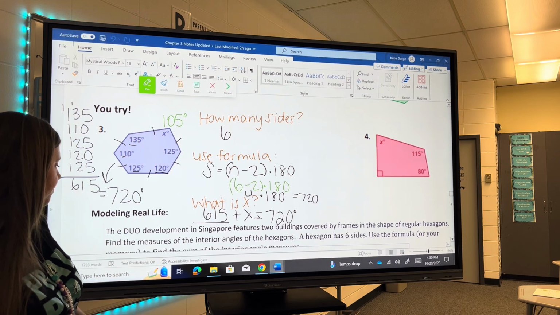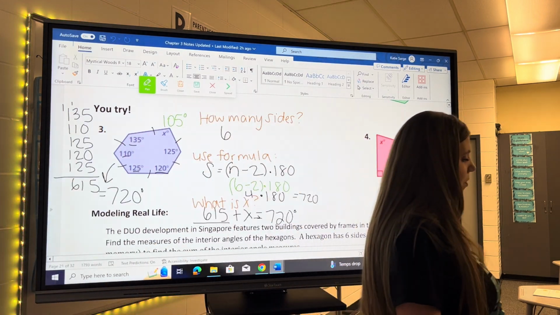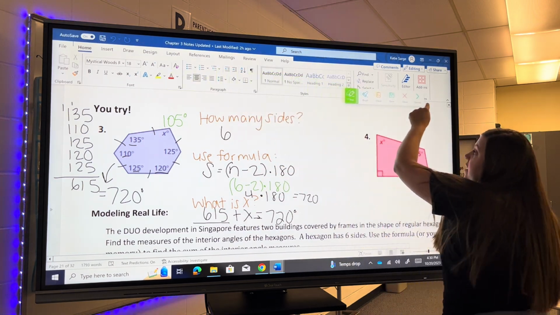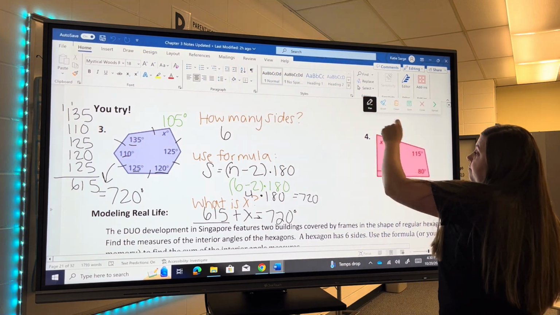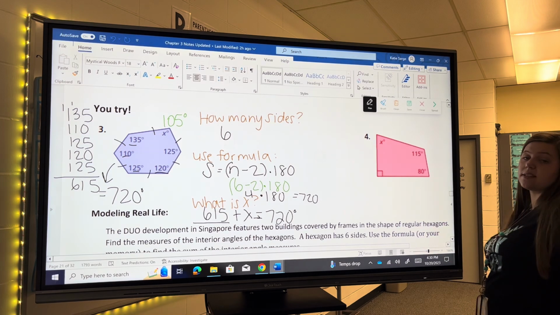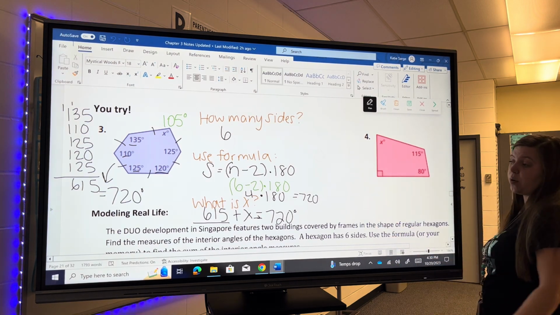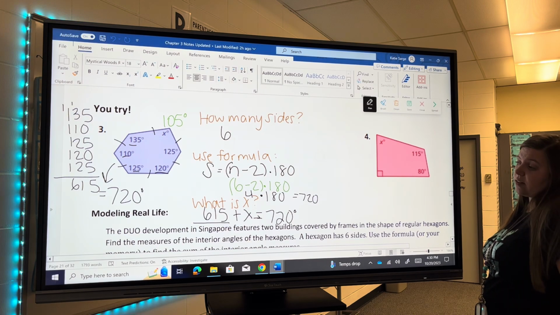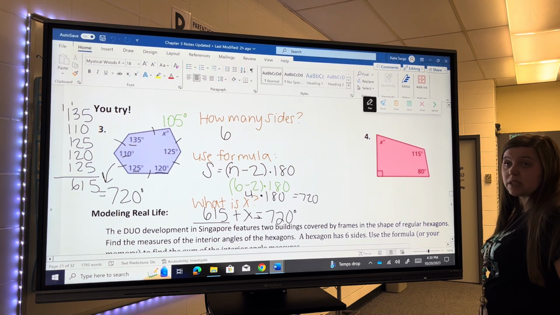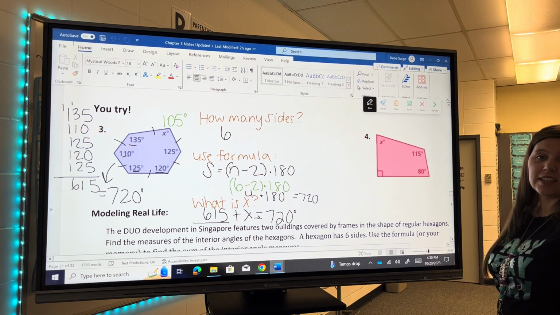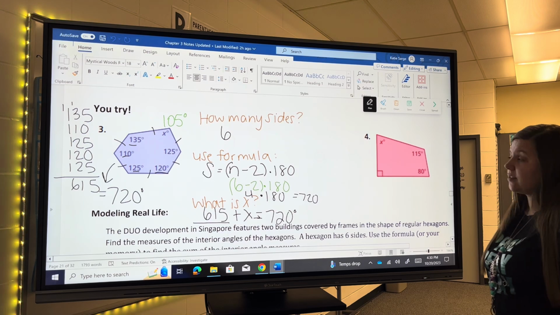And that's it. So I want you to try this one, okay? Go through this same exact process. How many sides does it have? Plug that number into the formula and find x, find the missing part. Please pause at this point and try it on your own, and then come back, okay?